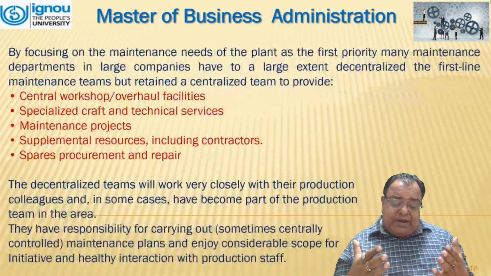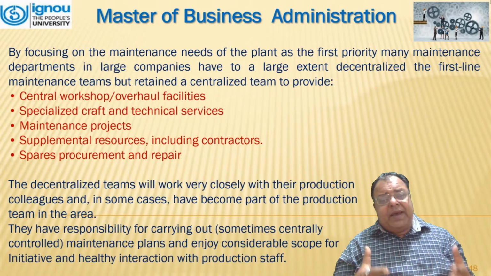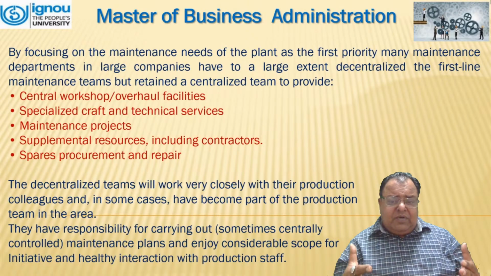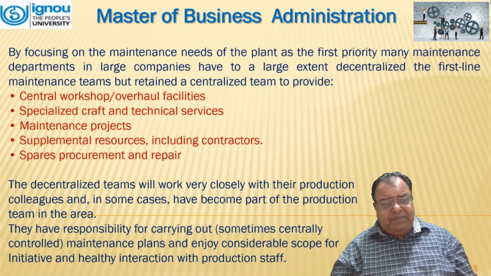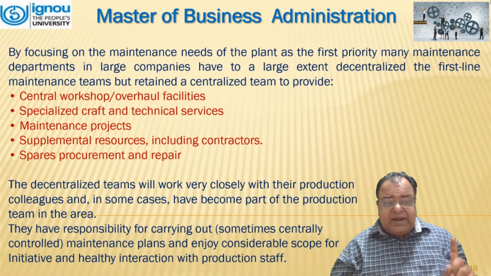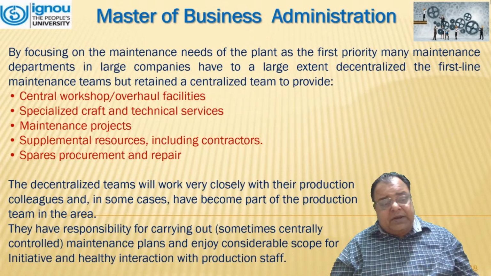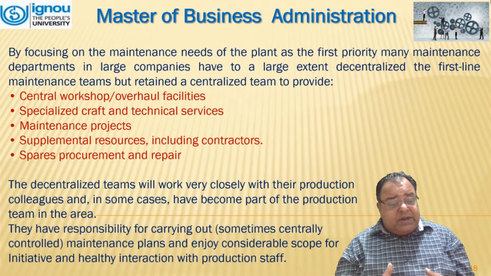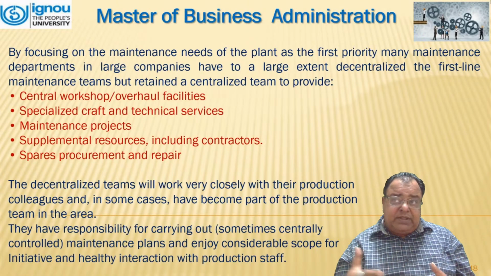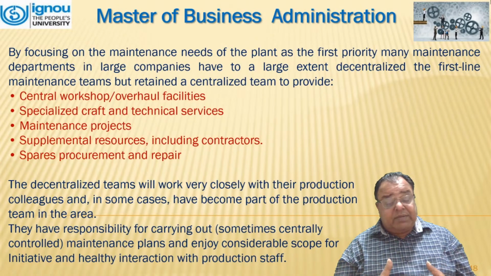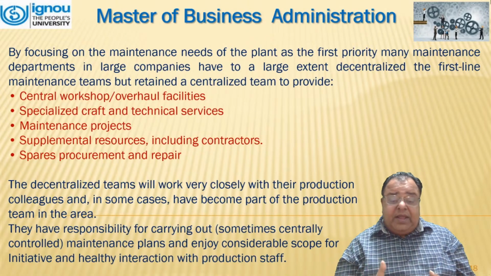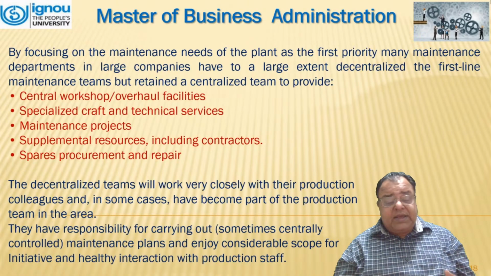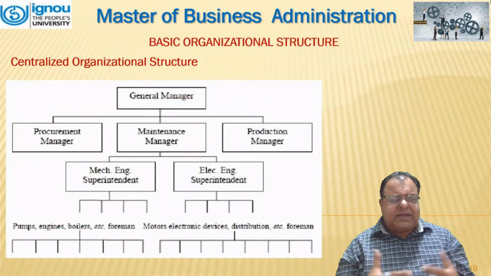By focusing on the maintenance needs of the plant as the first priority, many maintenance departments in large companies have to a large extent decentralized the first line maintenance team, but retained a centralized team to provide central workshop overhaul facilities, specialized craft and technical services, maintenance projects, supplemental resources, including contractors, third party spares, procurement, and repair. The decentralized team will work very closely with the production colleagues and in some cases have become part of the production team in the area. They have responsibility for carrying out sometimes centrally controlled maintenance plans and enjoy considerable scope for initiative and healthy interaction with production staff.